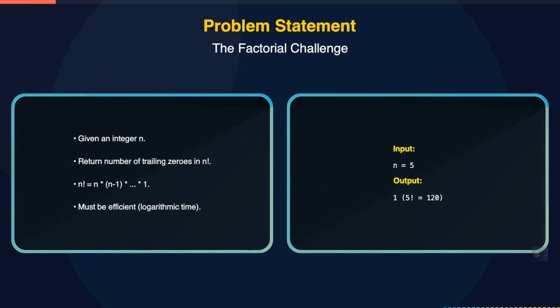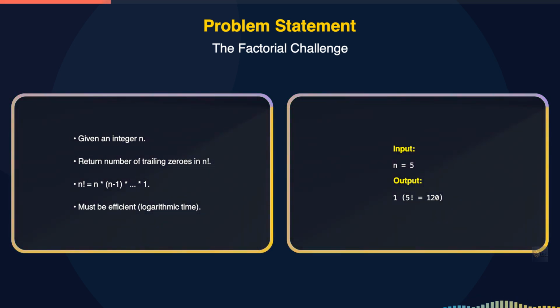Given an integer n, our task is to return the number of trailing zeros in n factorial. Remember, n factorial is the product of all positive integers from 1 up to n. For example, if n is 5, 5 factorial is 120, which has one trailing zero. But for large numbers like 100, calculating the full product is impossible. We need a smarter way.